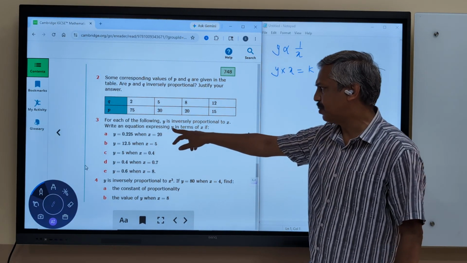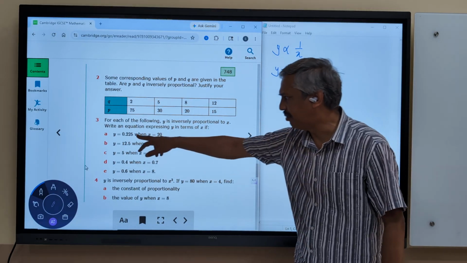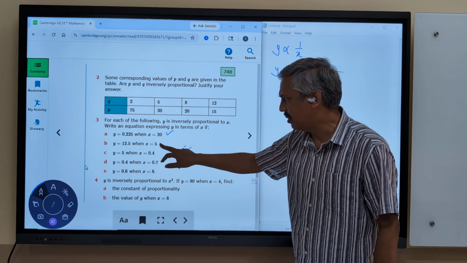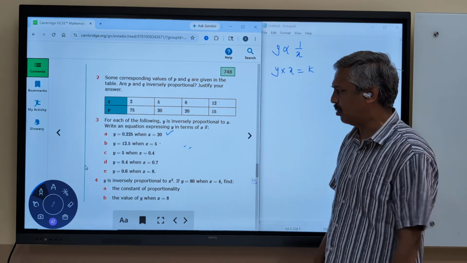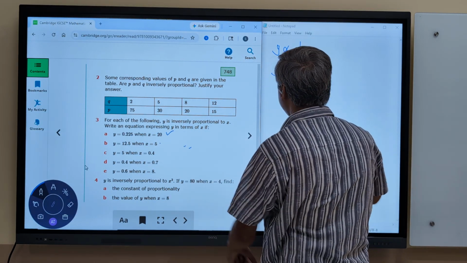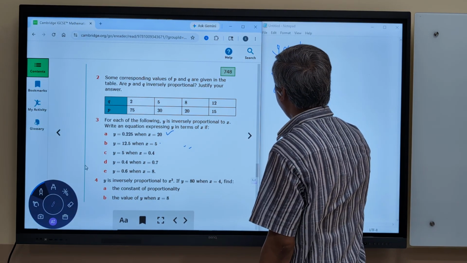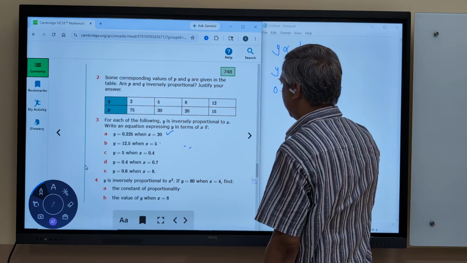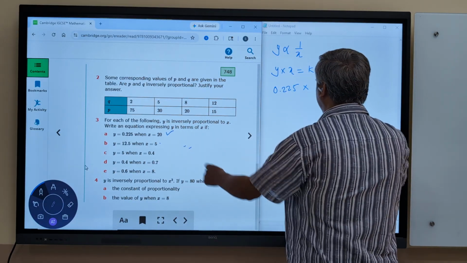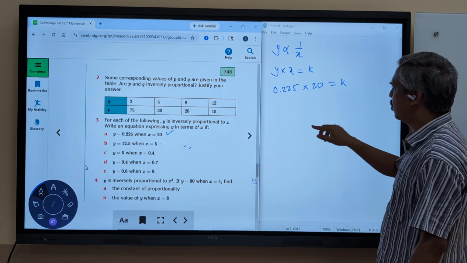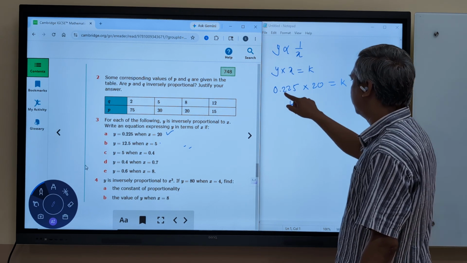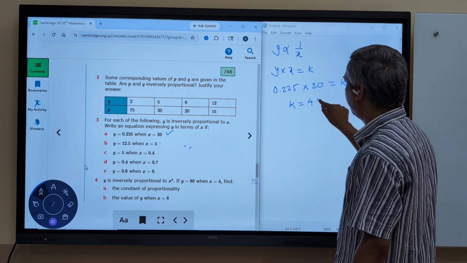Write an equation expressing y in terms of x if this value is given. We'll solve for a only; b, c, d you have to solve. So we'll take the value y is equal to 0.225 into x is 20 is equal to k. So the value of k is 4.5.